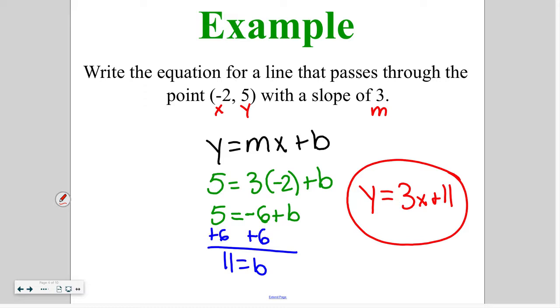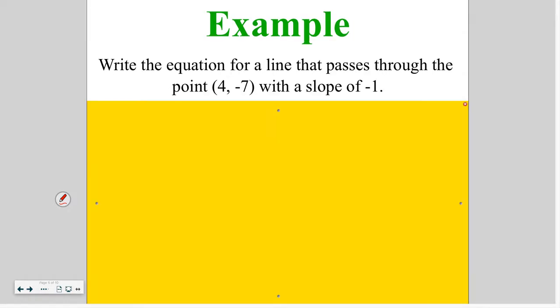the equation. The final answer will always have an x and a y, so you should not be plugging that point into your final equation. Go ahead and try this one on your own.